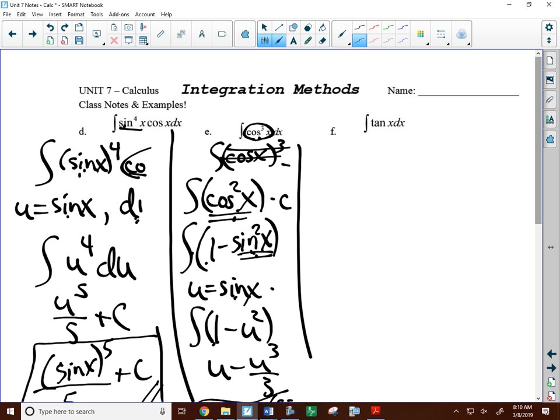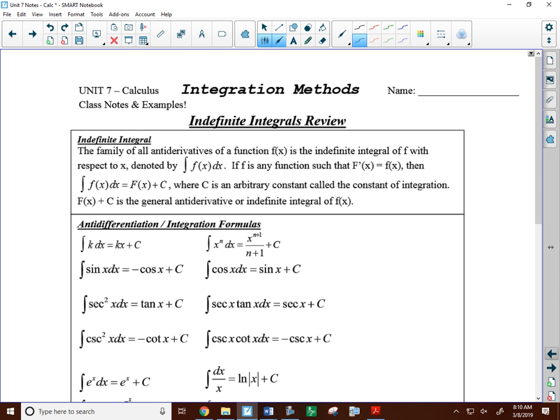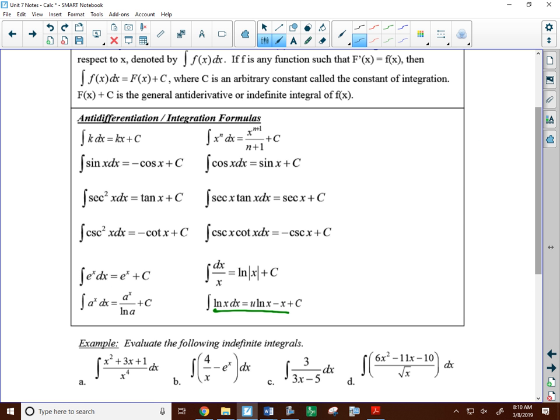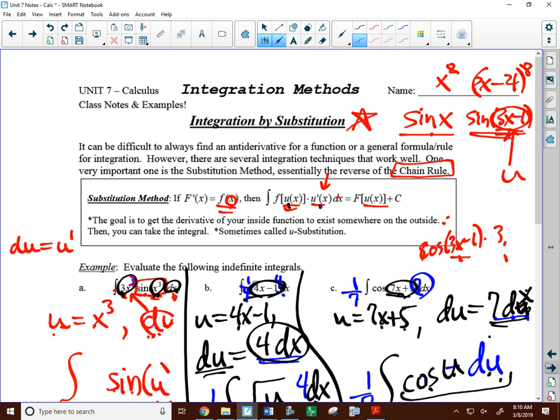All right, so last one. This is tangent of x. This is one I said... Well, we knew that here, I'll go back, the antiderivative. Where is it at? Here. The antiderivative of secant squared is tangent. But we never did the antiderivative of tangent itself.